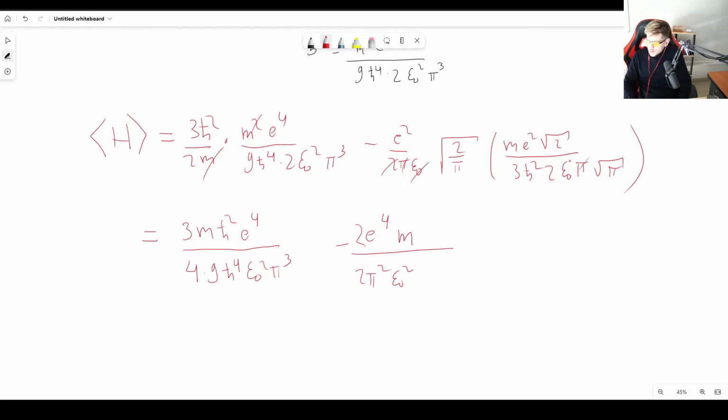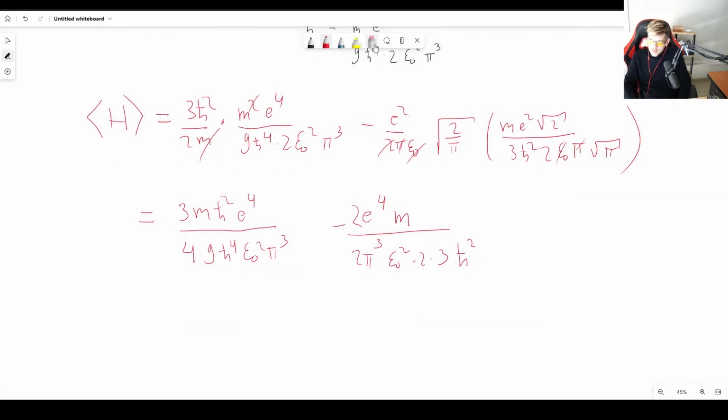So we consider this and this. Now there's another 2 and a 3, so 2 times 3. There's pi, square root of pi squared, so we get a pi cubed. And then we have h bar squared. And I think we considered everything, right?